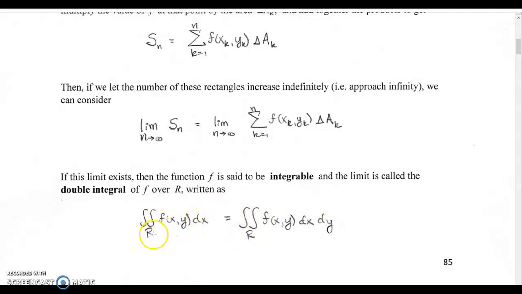All right, and then what happens is it gives the volume under the function f of xy as it sits above that region in the xy plane.